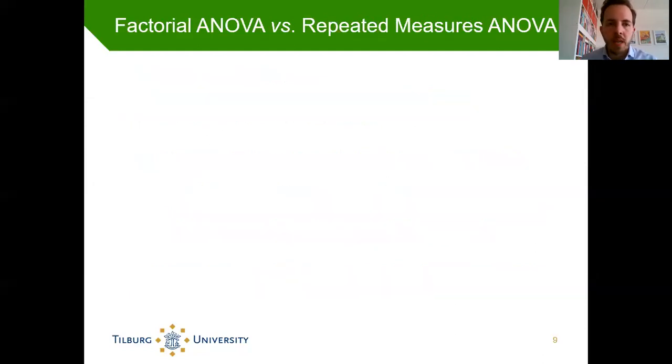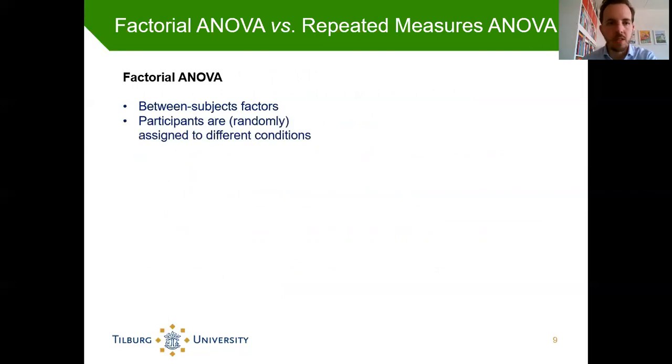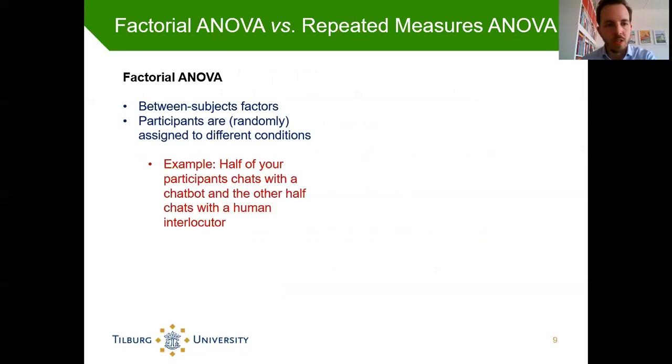All right, let's perhaps more explicitly compare those two types of ANOVAs, the one that we saw last week, factorial ANOVA, and the one that we are looking at now, the repeated measures ANOVA, to clarify this a bit more. In the factorial ANOVA, as I said, there are those between participants factors. Typically, participants are then also randomly assigned to different conditions. For instance, in an experiment that could look like this.